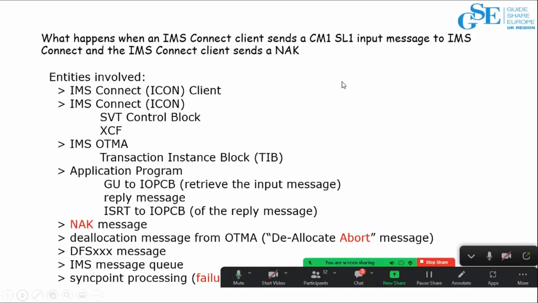The third case is the IMS Connect client will send a CM1 SL1 input message to IMS Connect, but this time, instead of sending an ACK, the IMS Connect client will actually send out a NACK or a negative acknowledgement. In the previous two cases, it was positive acknowledgement. But in this case, the IMS Connect client will send out a NACK. I'm not going to run through the entire process again, but I'll pick up from where the actual changes apply to this particular case scenario.